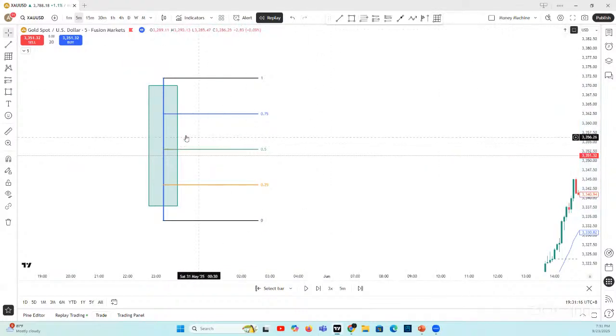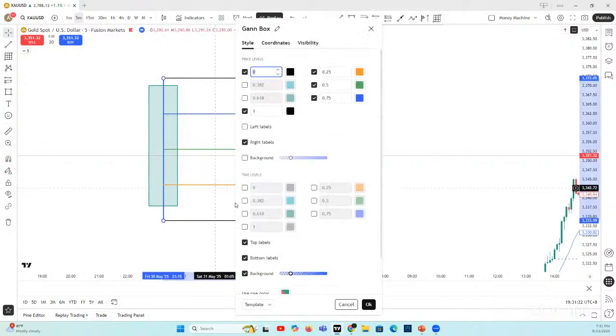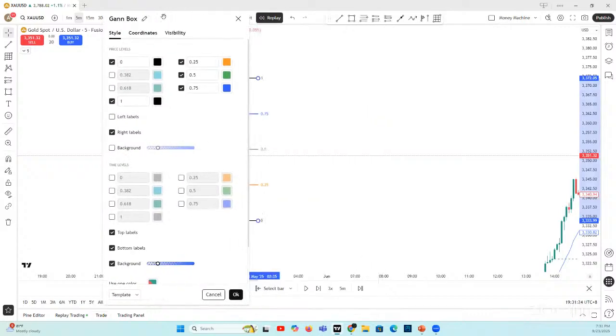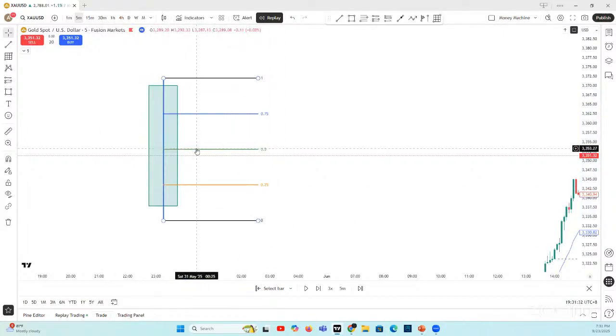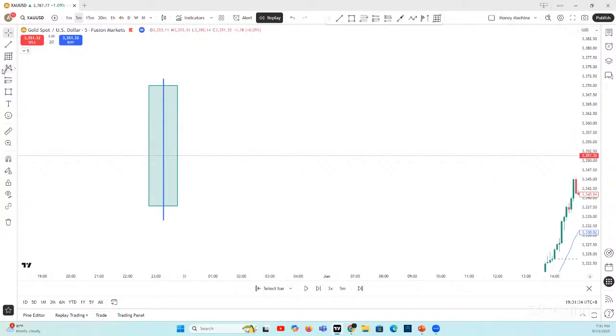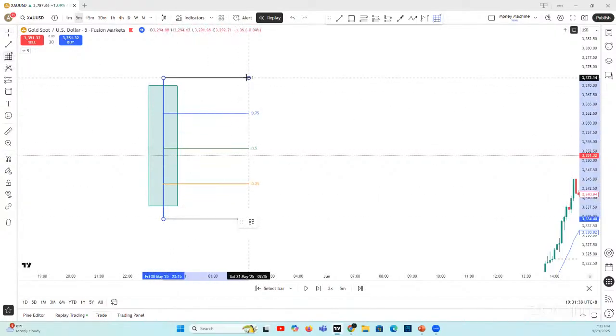So once you have that, you can save this as your gunbox. So what you will do, here the template, save as. I saved mine as my gunbox. That's it. Again, lowest to the highest point.